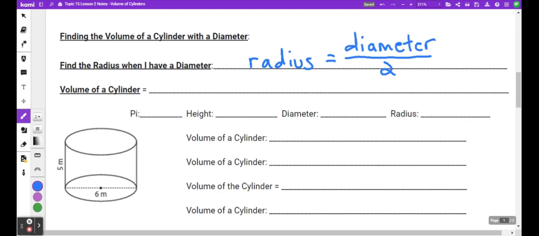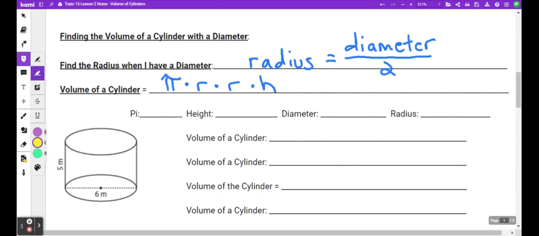It is going to be pi times r times r times h. We're going to do the same thing that we did in the last example. We're going to substitute those symbols out for the numerical values in the picture, and then we're going to use the calculator to help us multiply. So pi, remember, is going to have a value of 3.14 for us when we do these problems.